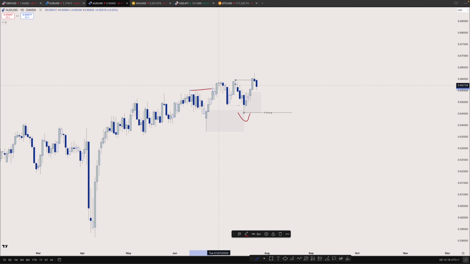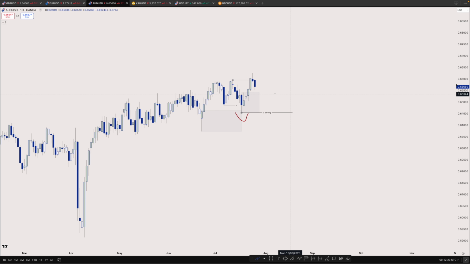Whenever we get the breakup structure, we immediately retrace. Whenever we break the high, we immediately retrace. So what does it say? After we get the breakup structure, we can expect a pullback.